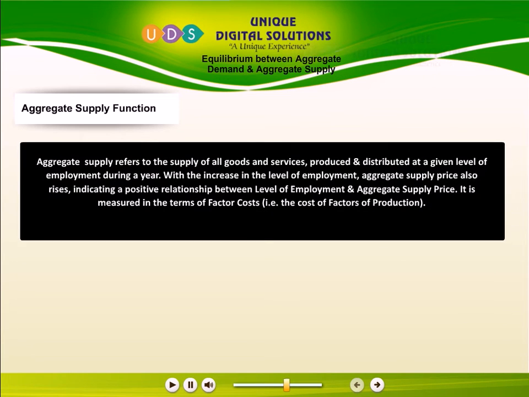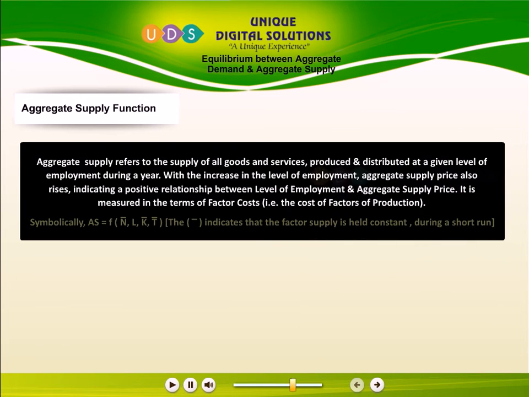Aggregate supply function. Aggregate supply refers to the supply of all goods and services produced and distributed at a given level of employment during a year. With the increase in the level of employment, aggregate supply price also rises, indicating a positive relationship between level of employment and aggregate supply price. It is measured in terms of factor cost, that is, the cost of factors of production.